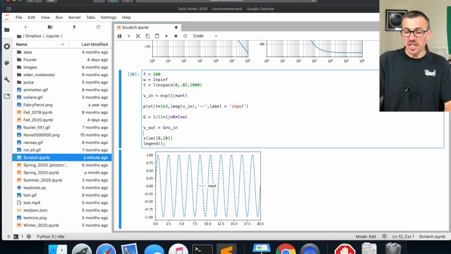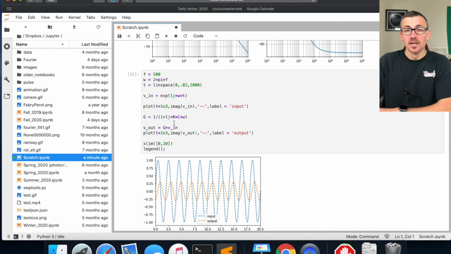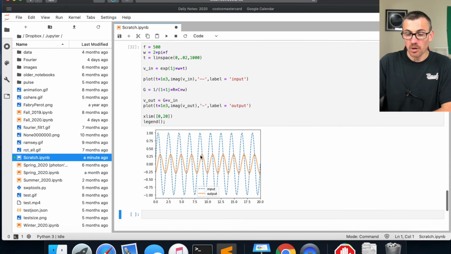So V out is now G times V in, so let's plot that too. And that's going to be our output. So this is what we would actually expect if we put something in here. So we see we have a phase shift. It's lagging a bit behind. It's a smaller amplitude. Let's make it solid. Smaller amplitude because the magnitude of our gain has gone down. And it's lagging a bit behind. We have a negative phase shift.